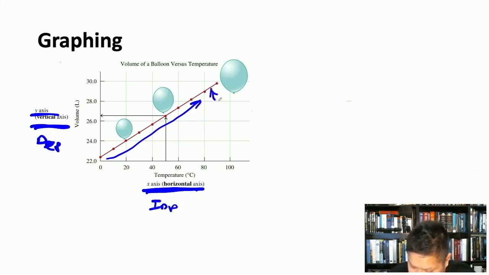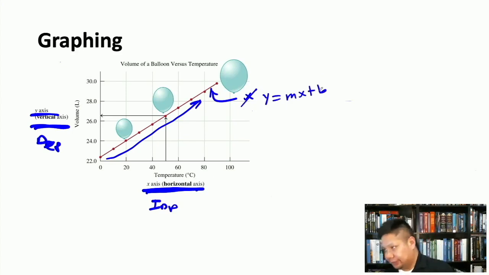This line here actually has a very special equation, and this equation is called, whoops, I messed up there. That's not the equation. It's y equals mx plus b. It turns out that any line on a graph has an equation, but when it's a straight line like that, it's y equals mx plus b, right?